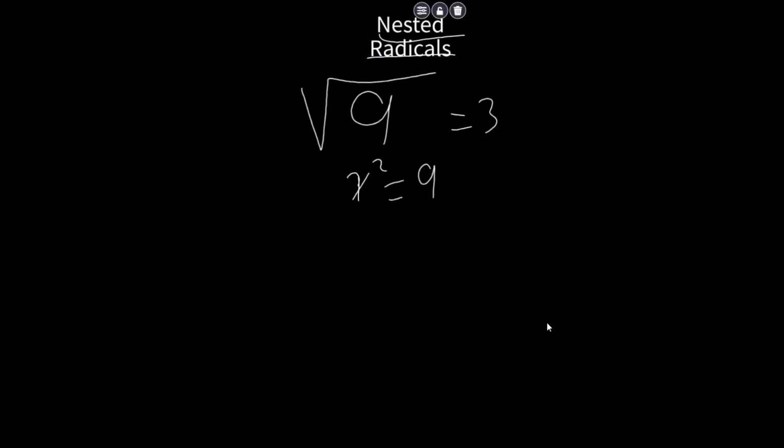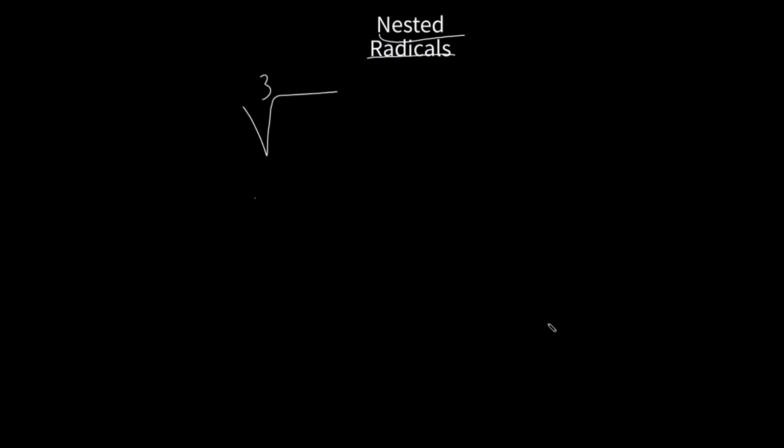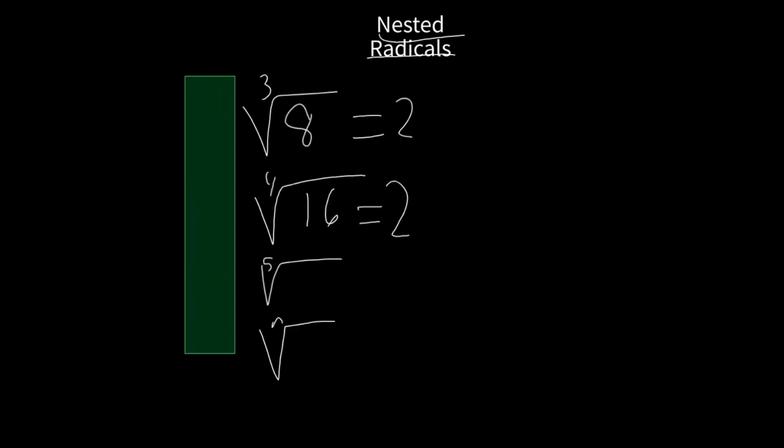But it's not just square roots. There can also be cube roots, and fourth roots, and fifth roots, or in general, nth roots. And this is basically the same thing. If we have the cube root of 8, that's what number, when we cube it, we get 8. And in that case, it's 2. If you have the fourth root of 16, what number, when we take it to the fourth power, we get 16? And that's just 2. So you can see how this idea can generalize.